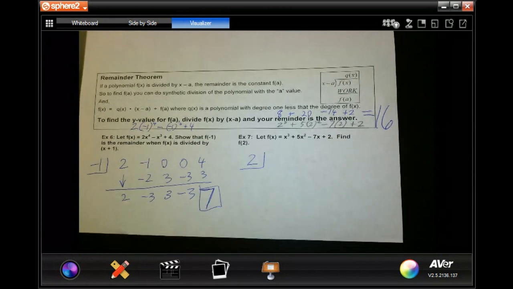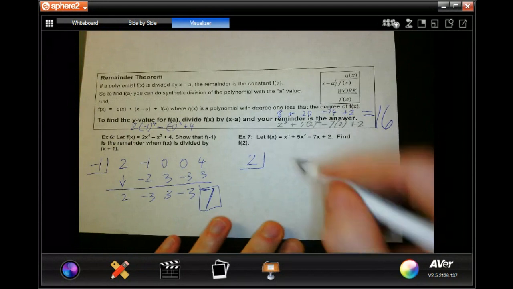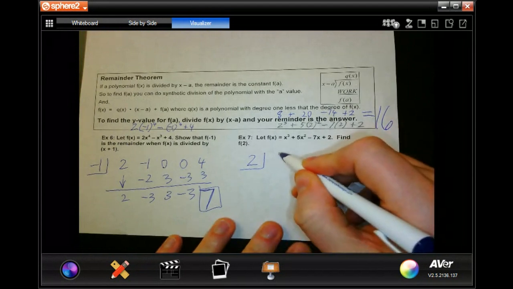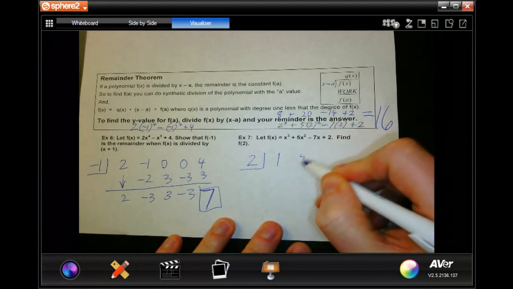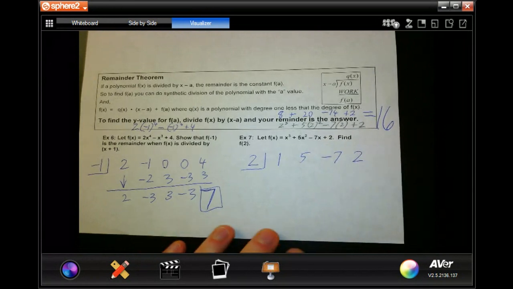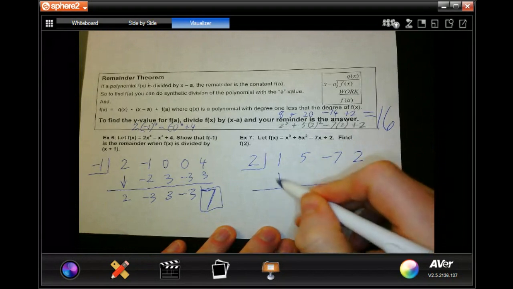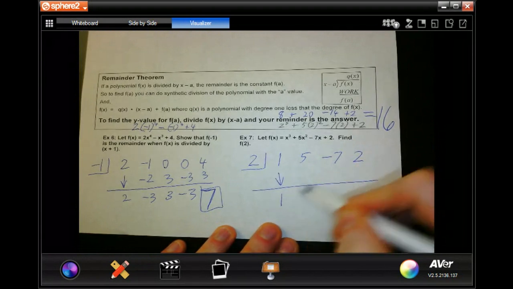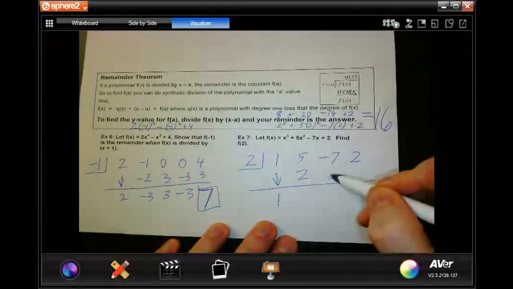What should our remainder be? What should our remainder be? Let's see if it is. We have 1x cubed. We have 5x squared minus 7, 2. So it doesn't look like we need any placeholders. Let's drop it down.